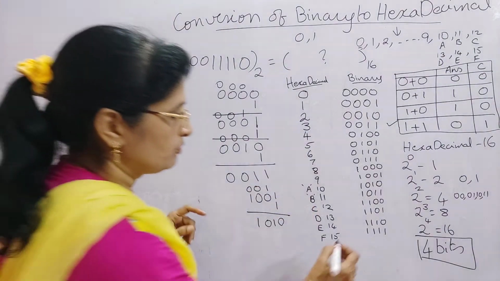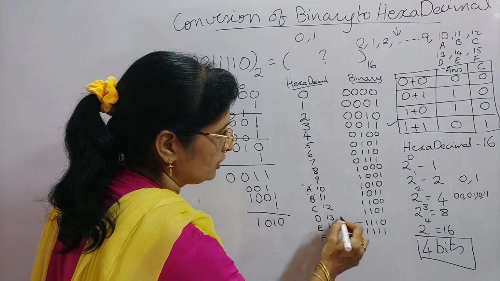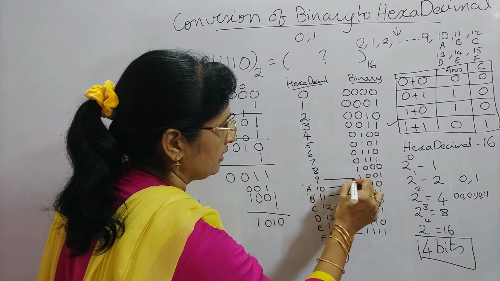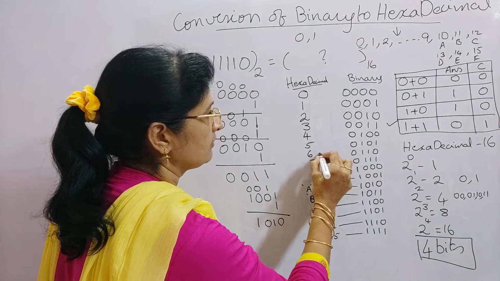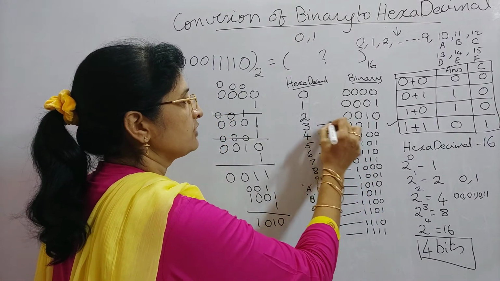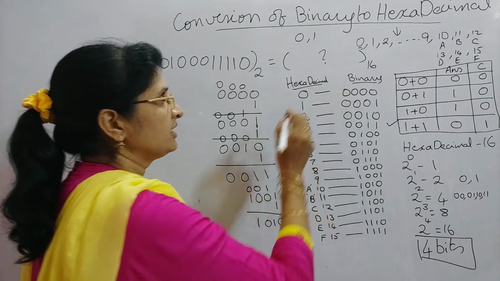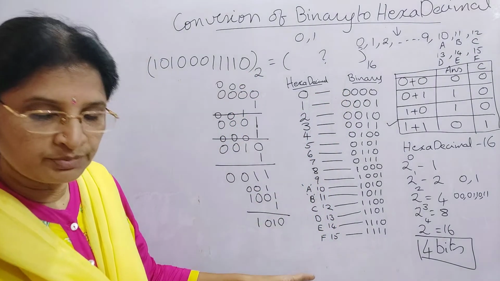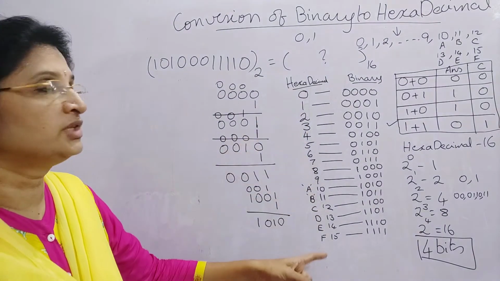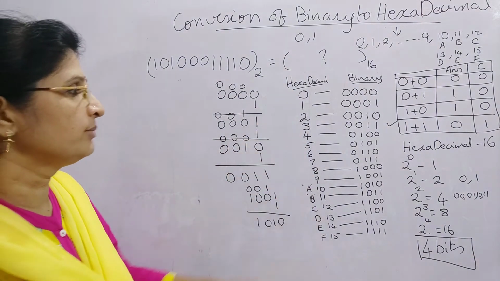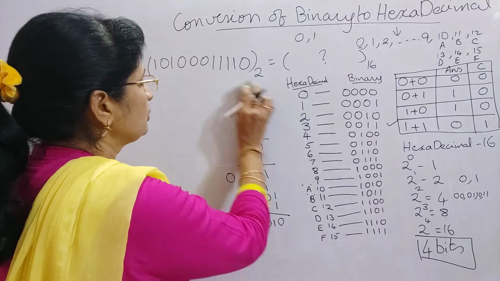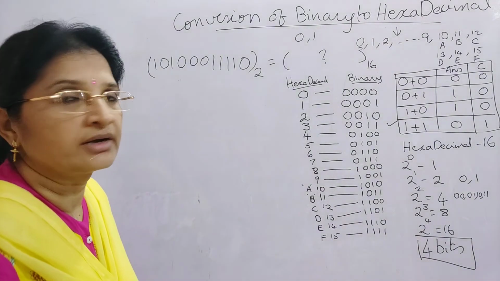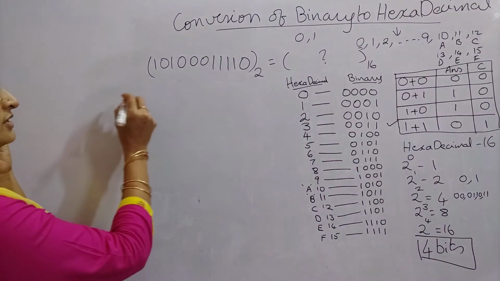So this is very much important. 15, 14, 13, 12, 11, 10, 9, 8, 7, and so on like this. So first of all, while performing the conversion from binary to hexadecimal number, you should compute this table. After computing the table, now we will see how you can convert a binary number to a hexadecimal number.